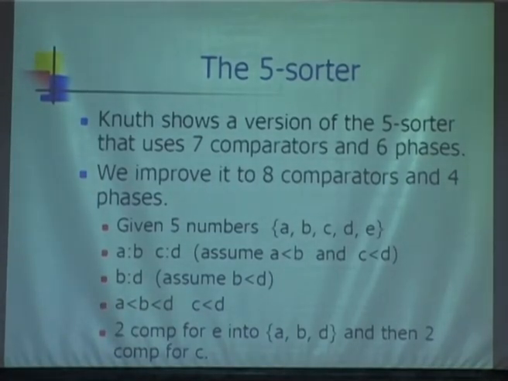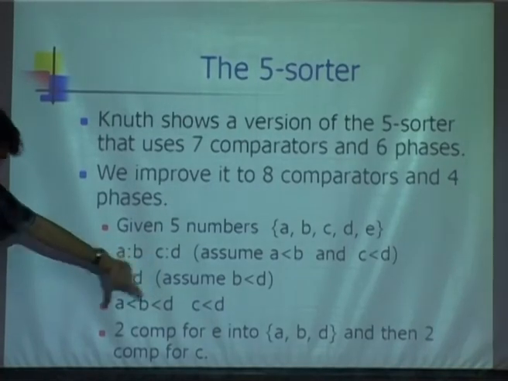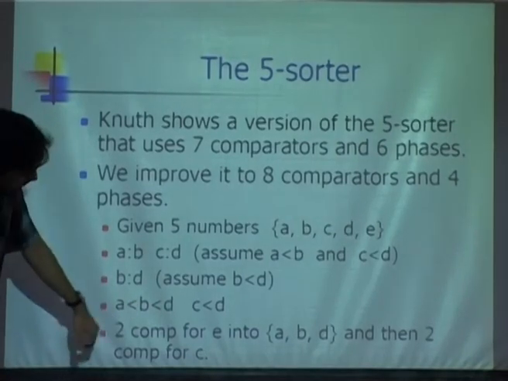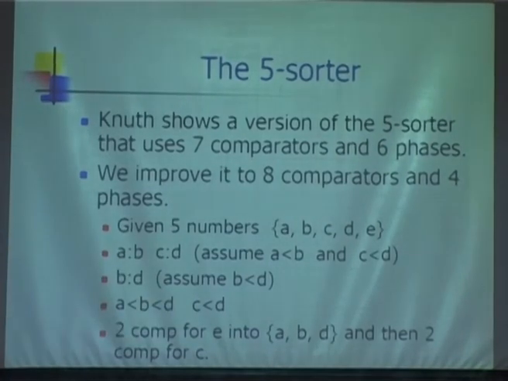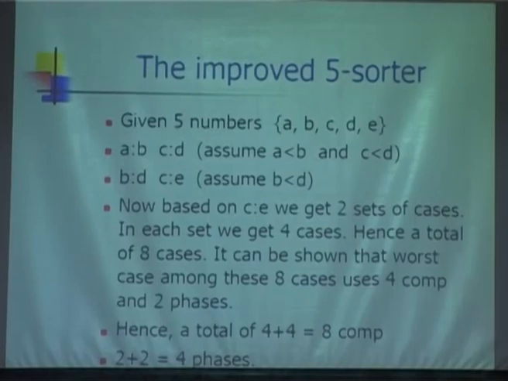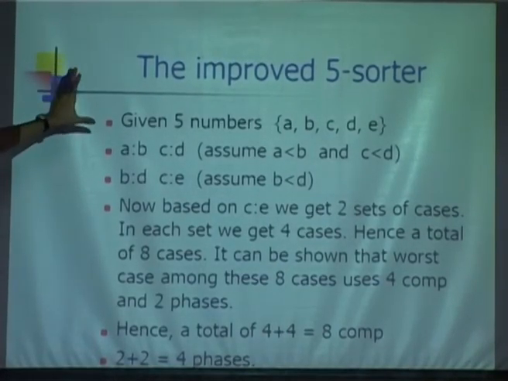Now we wish to insert E into this. We can do this by using a binary search. Here we'll use 2 more comparisons, and for C again we'll use 2 more comparisons. So the total becomes 7. But the problem is that Note's version uses 6 phases. It's a sequential algorithm. So we are going to improve that design first.